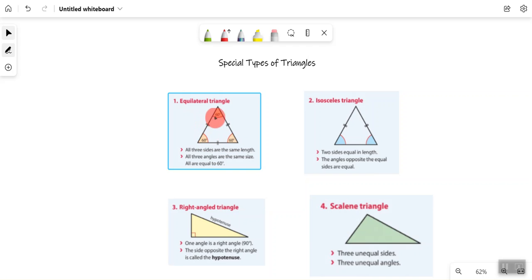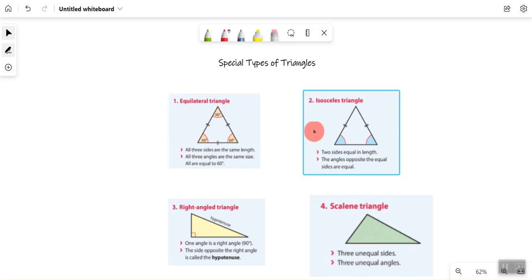All of the sides of the triangle, so a triangle has three sides, are equal in length, and we know that by looking for this symbol here. See this, two lines crossing over each of the sides. They indicate that the sides are the same length. So all three sides are the same length, all three angles are the same size, and all of the angles are equal to 60 degrees. And that's what's known as an equilateral triangle.